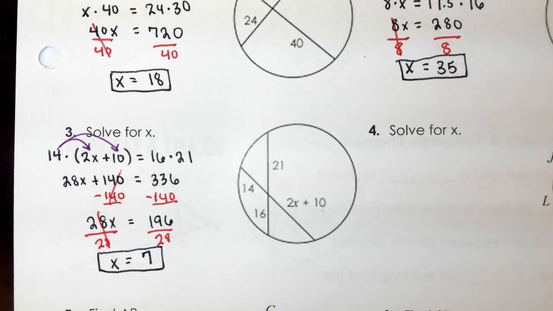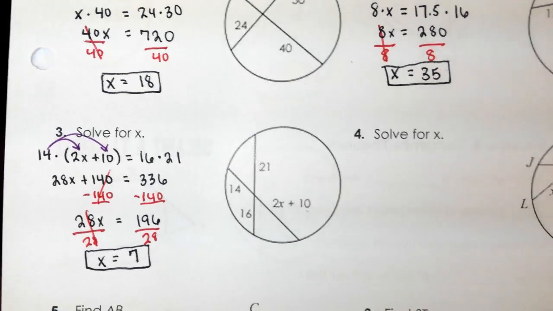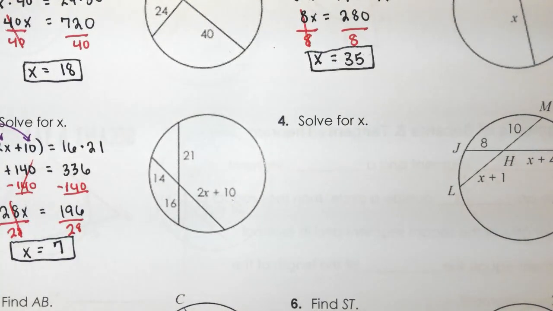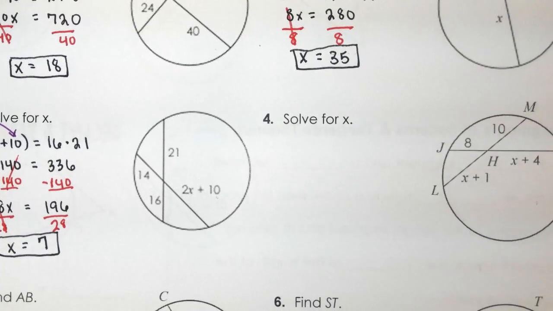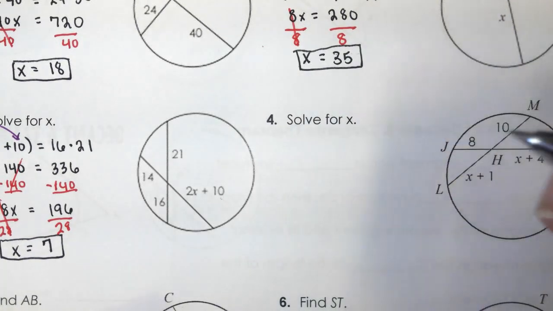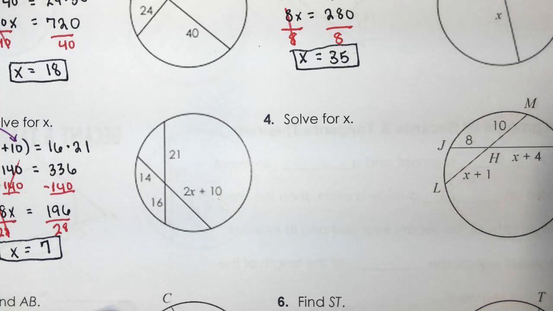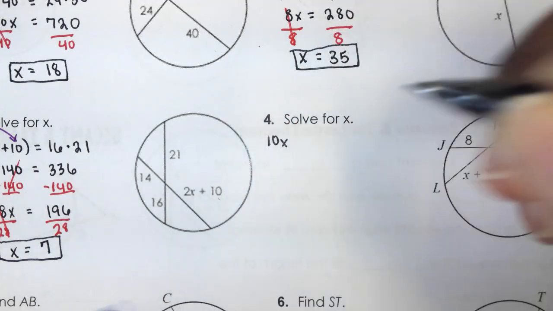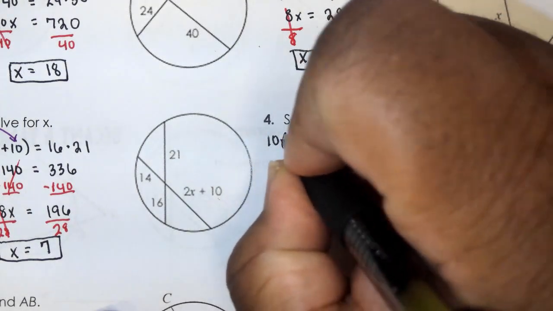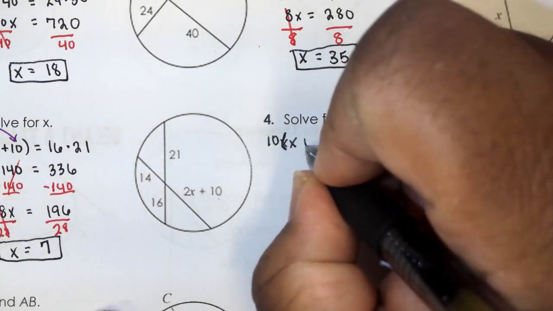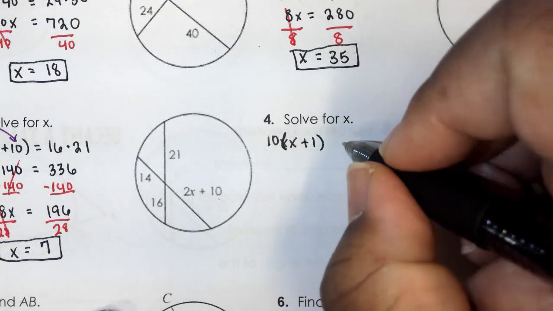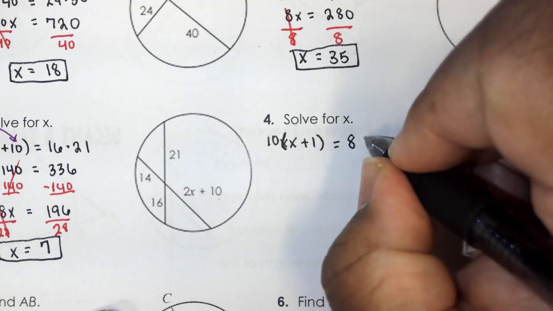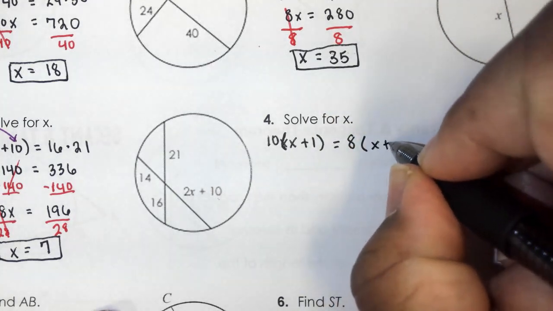I'm not saying much because I ain't got much to say. Y'all been doing this with me long enough now. Number 4. Same thing. It's just got 2 expressions on it. It's really up to you how you roll with it. Oh, I'm messing that up. 10 times x plus 1 equals 8 times x plus 4.